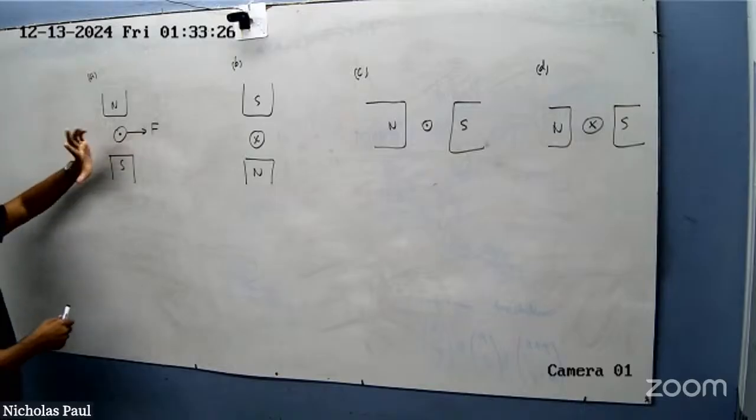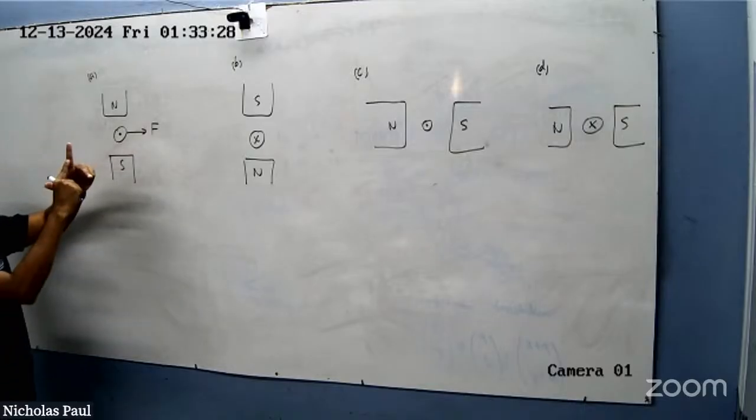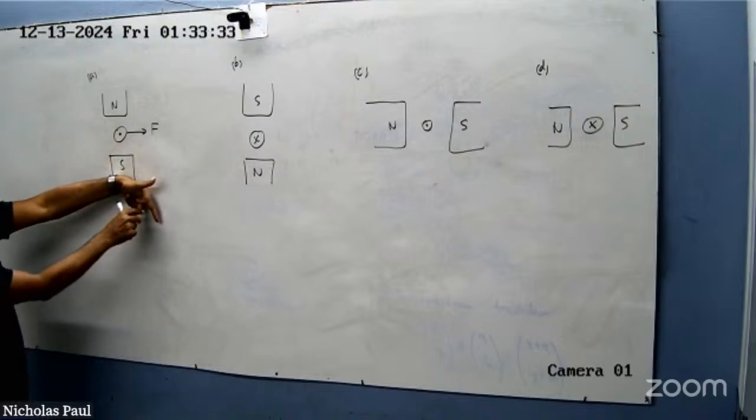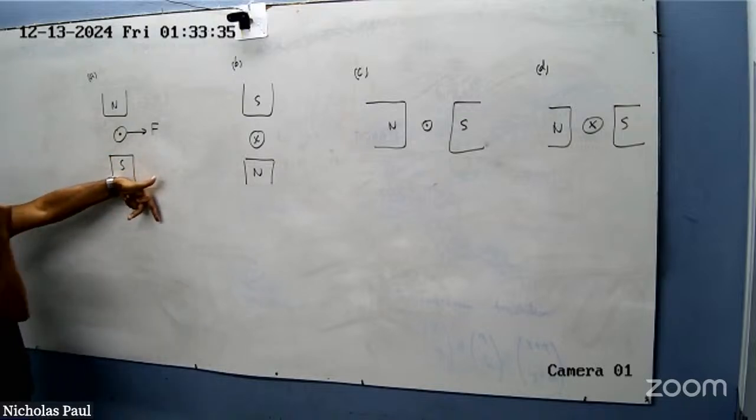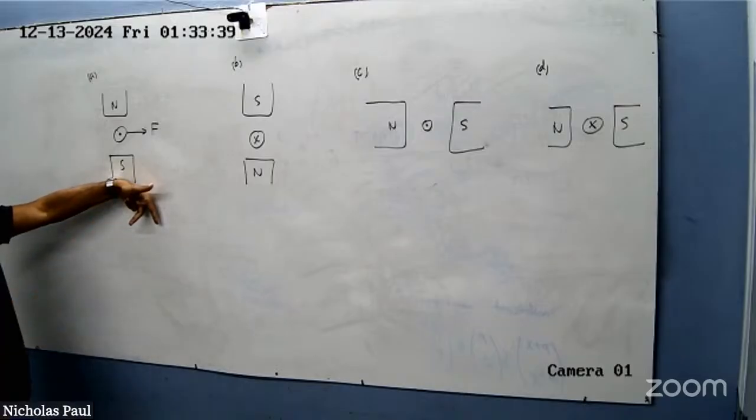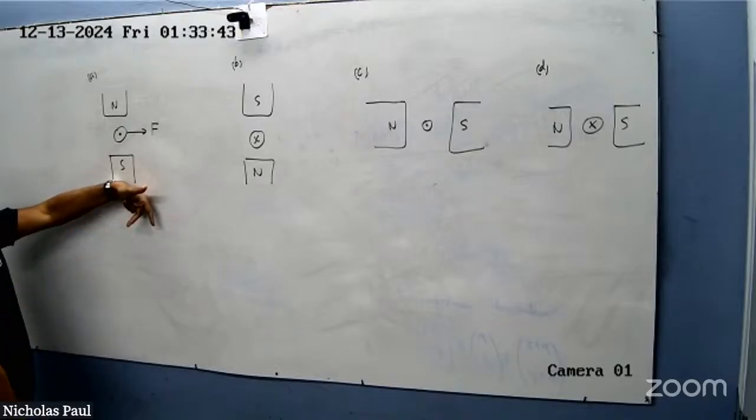Watch, there's the hand. The magnetic field is north to south, so this finger goes down. The current is coming out, so your middle finger points out of the whiteboard. So your thumb is going that way.